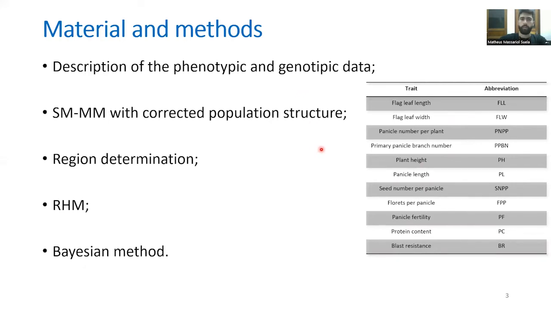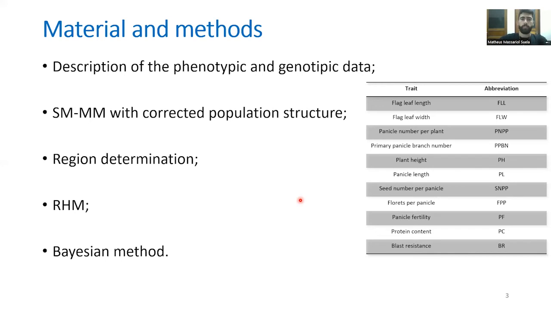The single marker mixed model method estimates the effect of each marker using the mixed model equations proposed by Henderson in 1973 and was estimated using the rrBLUP package of the R software. In the case of the determination of the regions for RHM, they were defined by A, the distance that provides R squared less than 0.2, and B, the distance at which LD is half of its maximum value. The RHM method estimates the effect of each region using the sommer and qvalue packages of the R software.